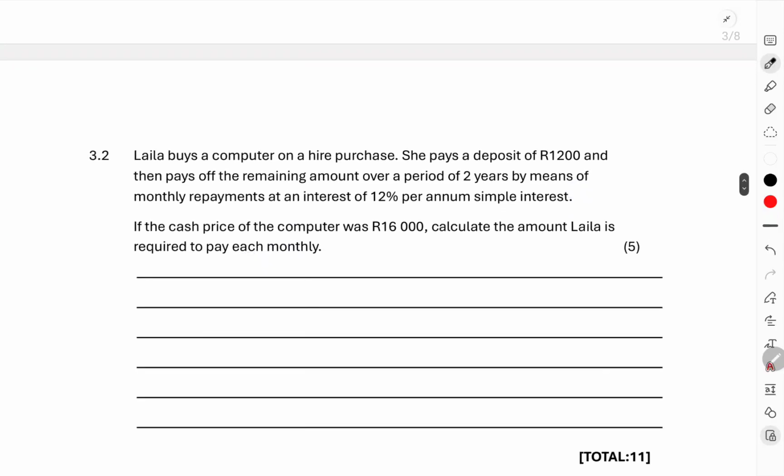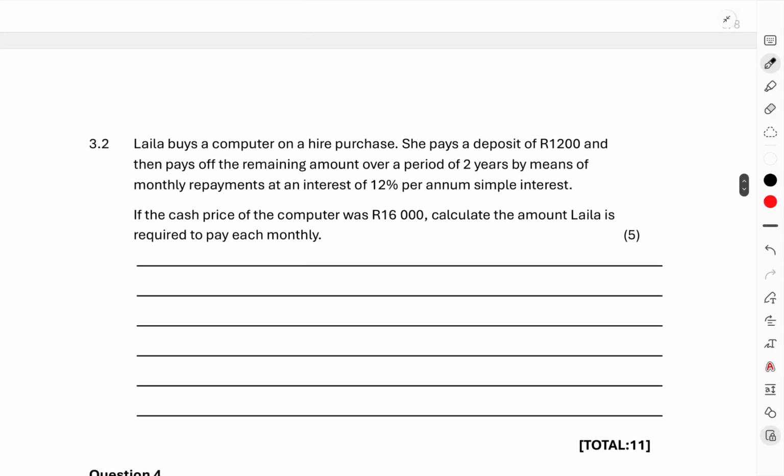Then let us go to 3.2. We have Laila. Laila buys a computer on a hire purchase. Now let us try to define what is a hire purchase. Hire purchase is whereby you are buying something without paying the full price immediately. So it doesn't mean you are not going to pay the full price, but you are not going to pay the full price immediately. It means there's a certain time frame that you are given to pay for that particular item.